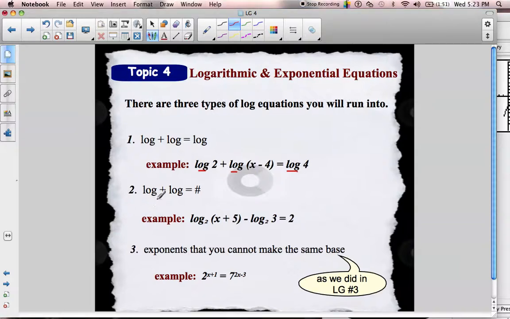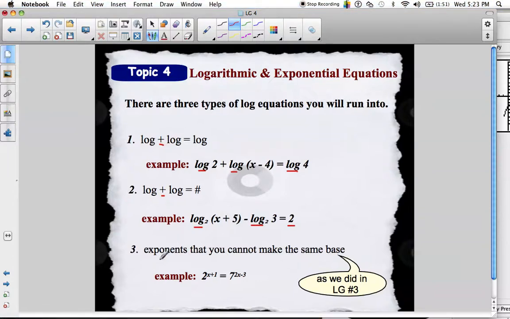The next one is log and a log, and there's a number over on this side. So here's an example, log with a log, and there's a number over here, okay? Now, I just put a plus in here. It could be a plus or a minus in these situations, so they don't always have to be plus.